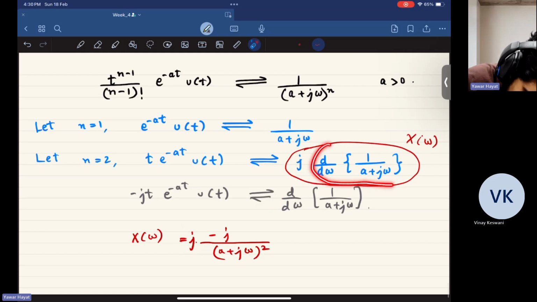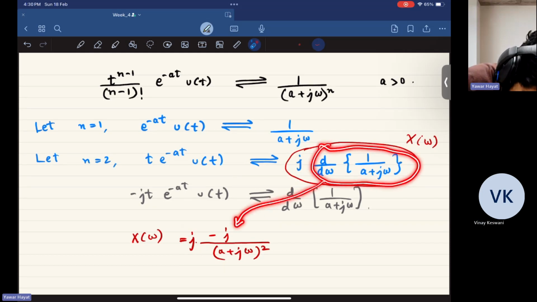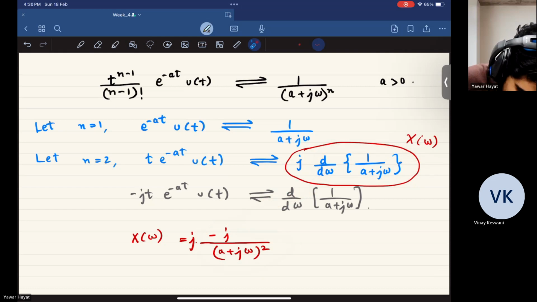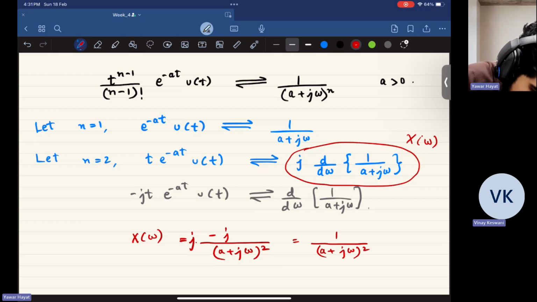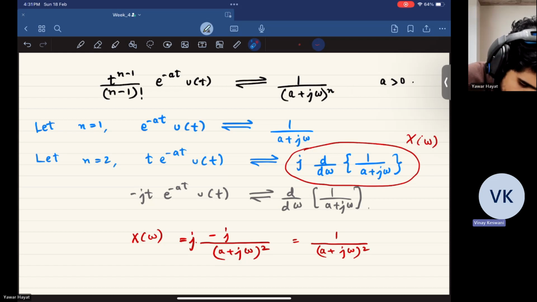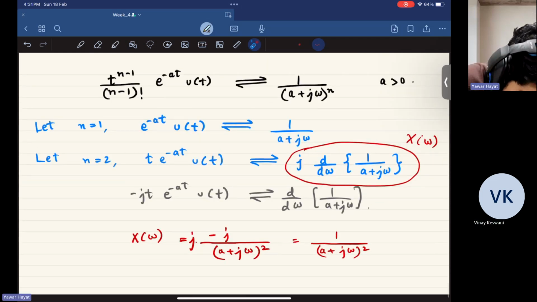Okay, and d by d omega is this one. So j square is minus 1 and minus is plus. So this would be 1 by (a plus j omega) square, right? In agreement with this one. So okay, it does make sense for n equal to 2.